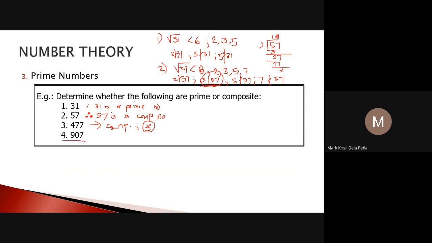This is now your engage 2. That's 907. So the answer is prime. So in the engage portion, show your solution or prove that 907 is a prime number. So that will be your second engage problem.